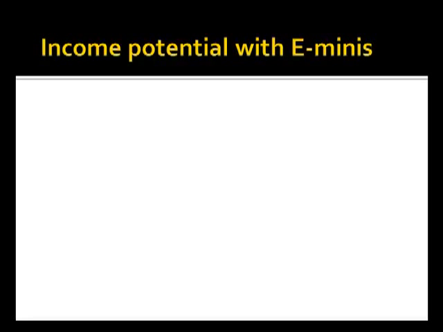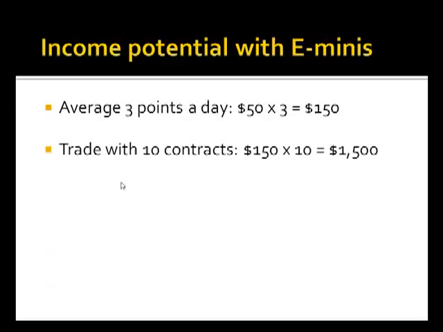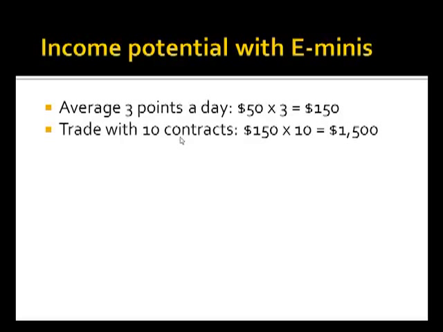All right, and just a disclaimer here. Some traders do well and above this. Some traders don't come anywhere close to this. And if you want to become a professional trader, you really need to take the time to develop your skill and get a proper education. All right, so let's say that you average 3 points a day, which would be $50 a point times 3 points a day, equal to $150 per contract, right? Let's say you're trading with 10 contracts, which would be $150 times 10 contracts. That'd give you $1,500 a day.